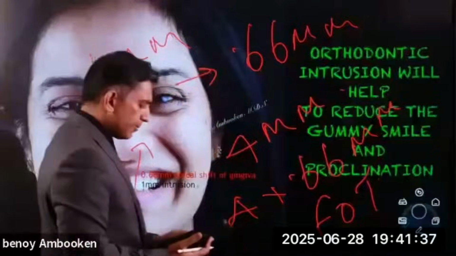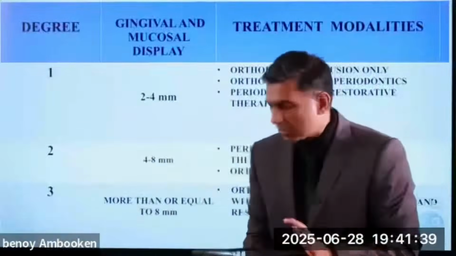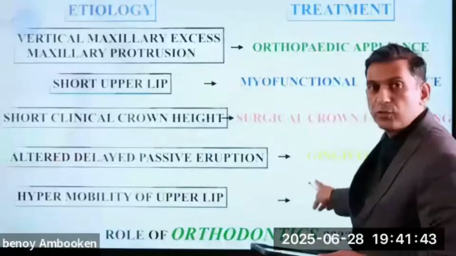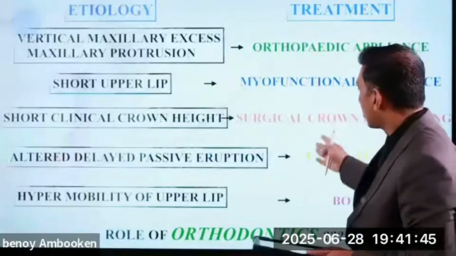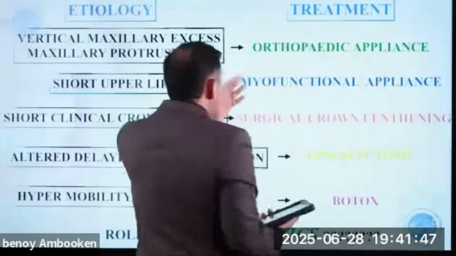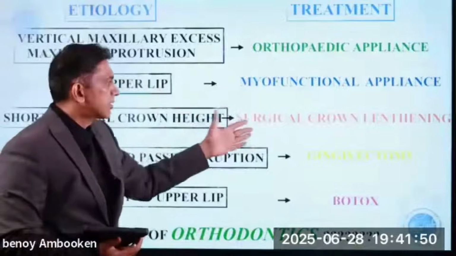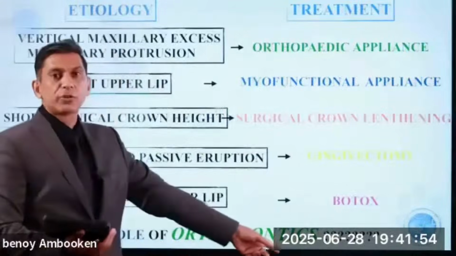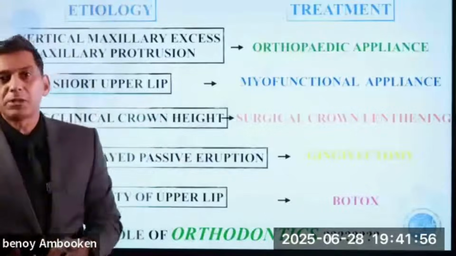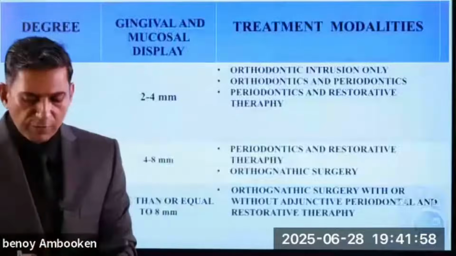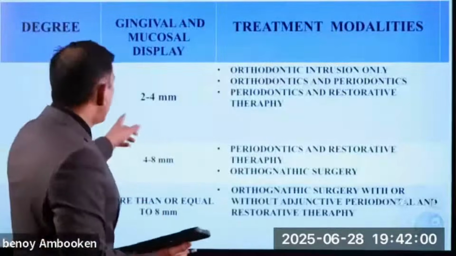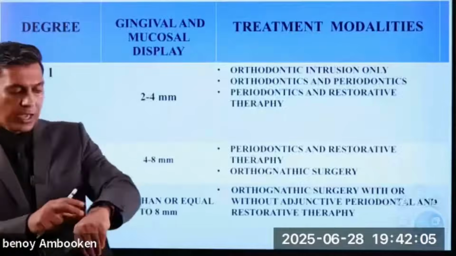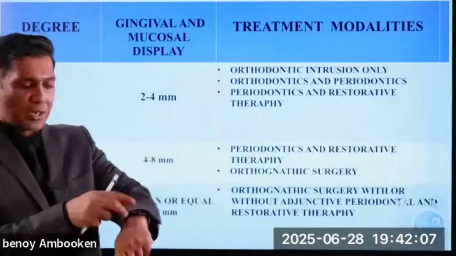So I will repeat, a gummy smile has a lot of etiologies, but based on the etiology, if you check out, you don't see any of the fixed orthodontic appliance. You see only orthopedic appliance, biofunctional appliance, surgical crown lengthening, gingivectomy, Botox. Where is the role of orthodontics? Yes, you can correct gummy smile with fixed orthodontics. If you have a gummy smile on an average of 2 to 4 millimeters, with fixed orthodontics, you can intrude your anterior at the same time.